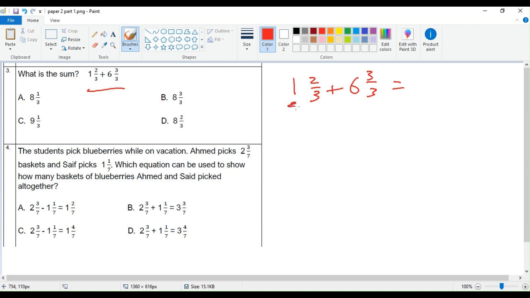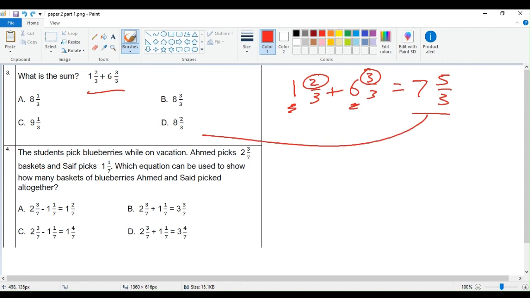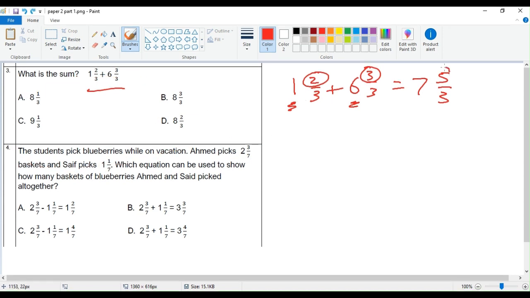Again, add your whole numbers. 1 plus 6 is 7. The denominator's thirds, so we copy that. Add the numerators. 2 plus 3 is 5. We have 7 and 5 thirds. We look over here. We don't see that here, probably because we have an improper fraction here, 5 thirds.